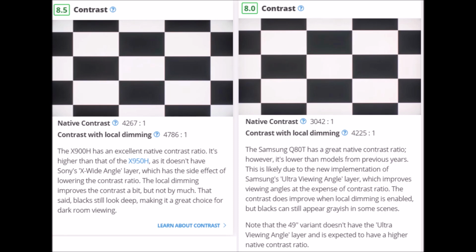Yet, the native contrast of the Sony is higher than the Samsung even after it has its local dimming on. The Sony has a higher native contrast with local dimming off than the Samsung's contrast with local dimming on high, with more local dimming units or zones than the Sony.